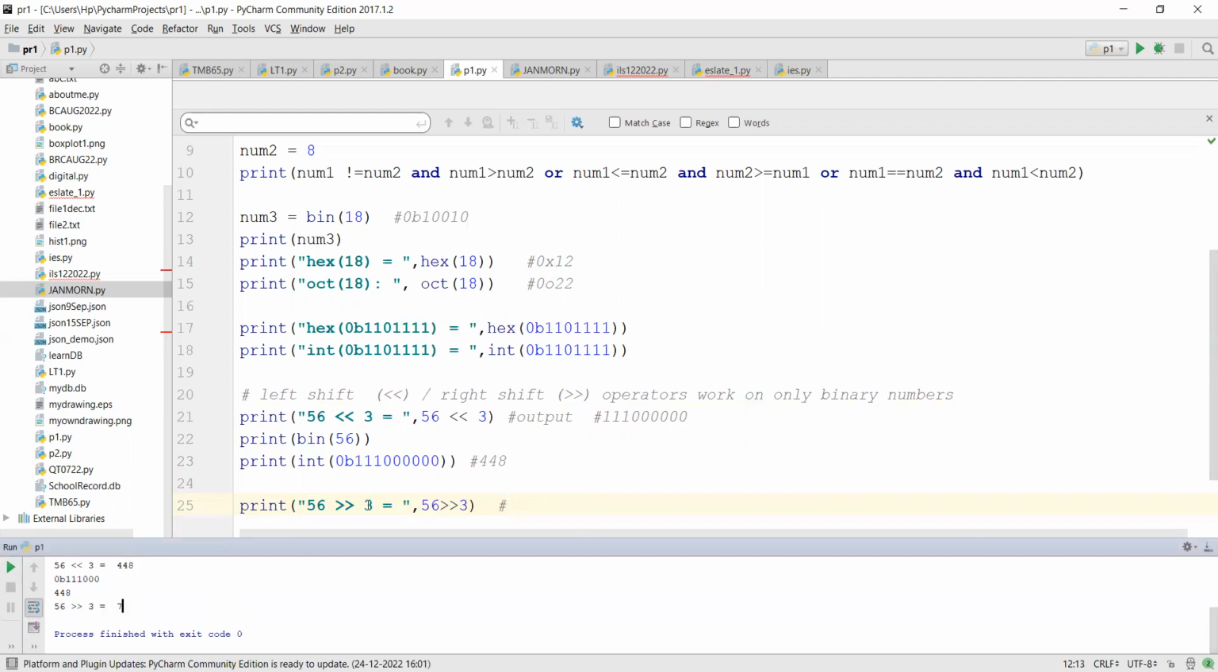Now if I make it 4, then what? 7 by 2. I told you to ignore the decimal, so you get 3. If I do it again for 5, then what do you get? 1. And again I do 6, then what do you get?